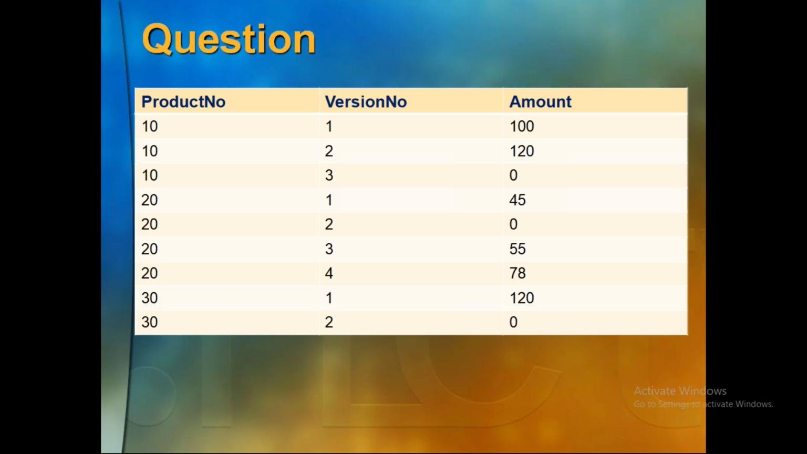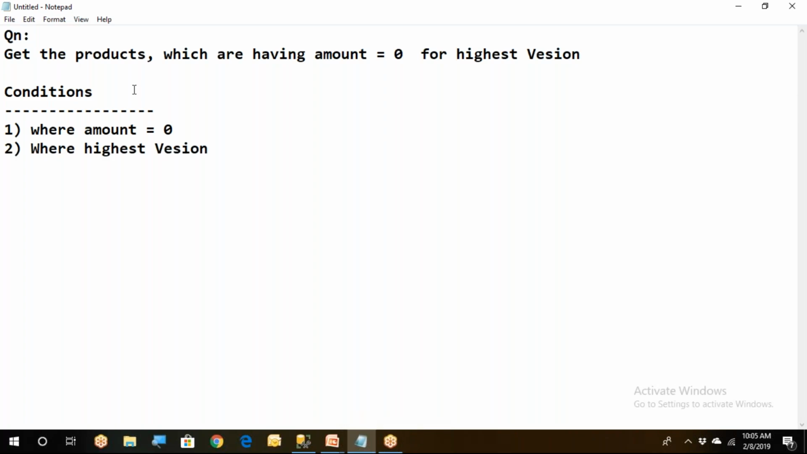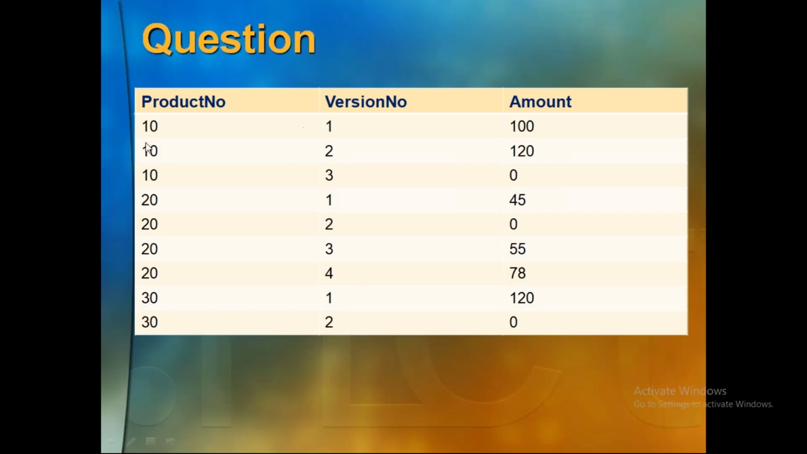Now the question they have asked in the interview is: get the products which are having amount as 0 for the highest version. When you see the data, you have the amount as 0, but they need to get the amount 0 only for the highest version. For product number 10, the highest version is 3. So if the highest version is 3 for the given product, then verify whether the amount is 0 or not. If it is 0, then you can bring it. So what all do they need? They need the product number and the highest version number, where the amount is equivalent to 0.